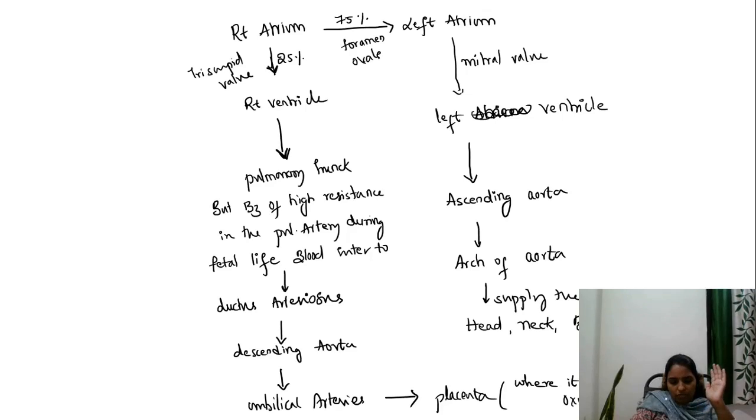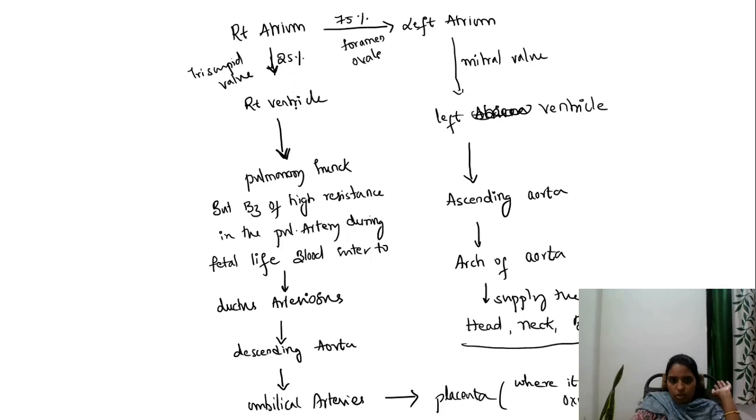From the placenta to the fetus at the umbilical point, 1. From there to the right atrium, second one. From the right atrium, the blood enters into the left atrium, through the mitral valve, left ventricle, ascending aorta, arch of aorta, and it supplies all the head, neck, brain, and arms. This is 75% of the blood circulating here in the left side.